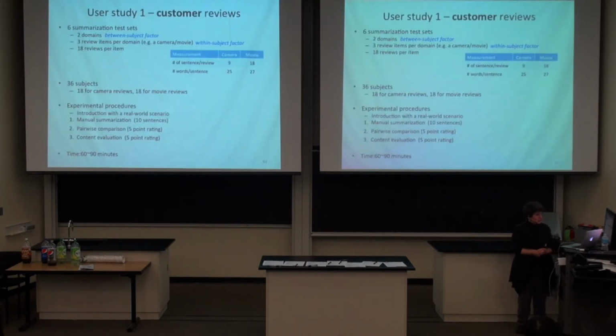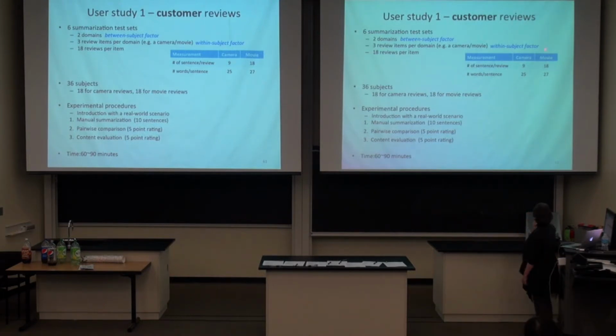Okay, so our first study was in the customer review domain. So we had 2 domains, movies and cameras. Those were between-subject factors. And then for each of those domains, when a subject came in, they had to review 3 items, or basically create a summary for three items. So they were given 3 different cameras or 3 different movies. And their summaries were created from 18 original inputs. So even though there might have been more, we restricted every experiment to 18 things, and they had to create a 200-word summary.